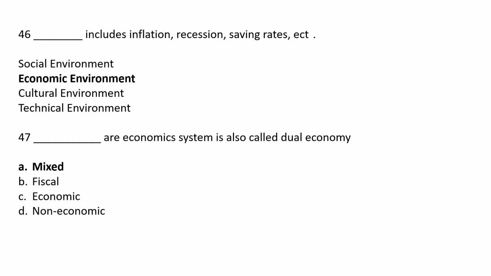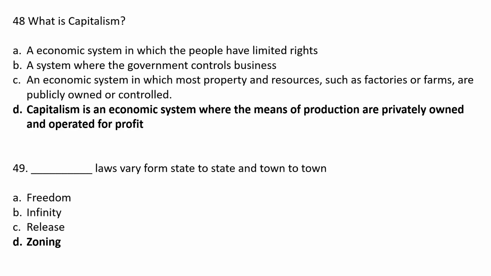Dash our economic system is also called dual economy. Option A fixed, option B fiscal, option C economic, option D non-economic. The correct answer is option A fixed. Mixed economic system is also called as dual economy.